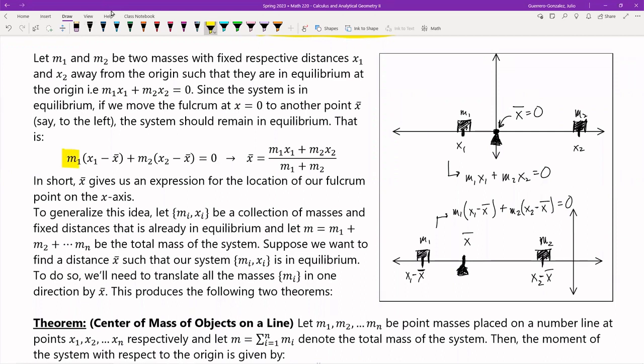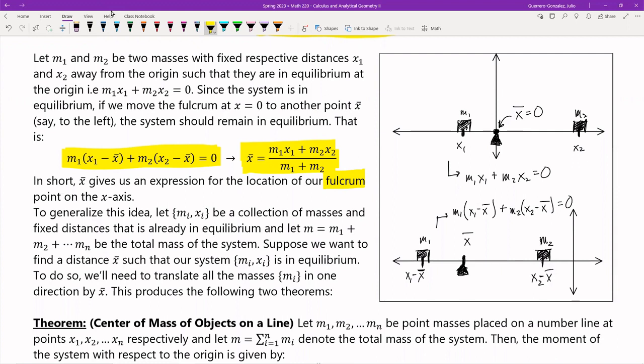So we have this statement right here, essentially. Since the system was balanced before, and all we did was pick up the system and move it over by an amount x bar, then the sum of the moments should still be 0. It should be balanced. It should still be at equilibrium. Now, let's say we want to solve for x bar. If we solve for x bar, we get this expression right here. This gives us the location of our fulcrum, the location of our balance point for this system.